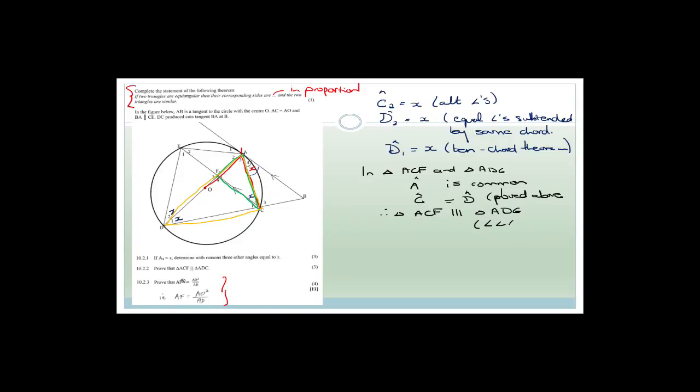Why? Angle, angle, angle. Because the third angle has to be equal to the other angle for the simple reason that it's the angle sum of a triangle. So in other words, the whole of this angle has to equal that angle there. So F has to equal C in ADC, for the simple reason of the angle sum of a triangle. And I've made it look like they are right angles when they don't necessarily have to be right angles. So just fix that. Okay, right, now what do they say?